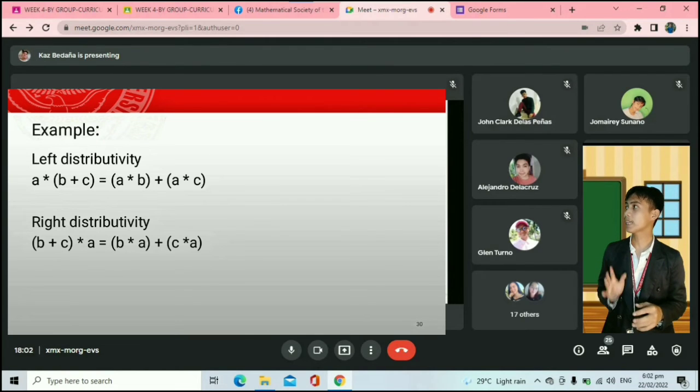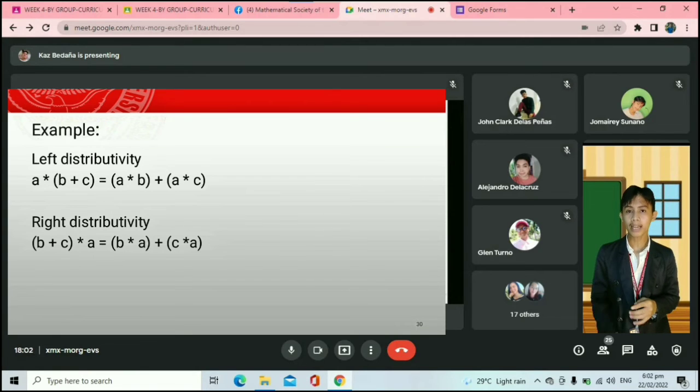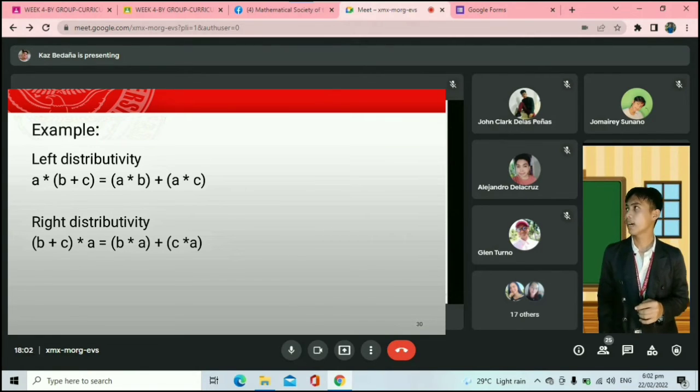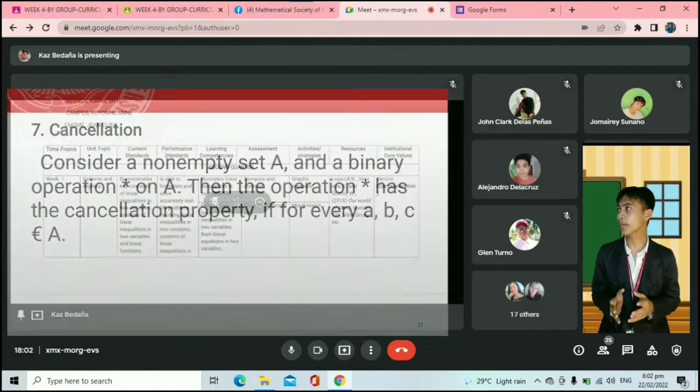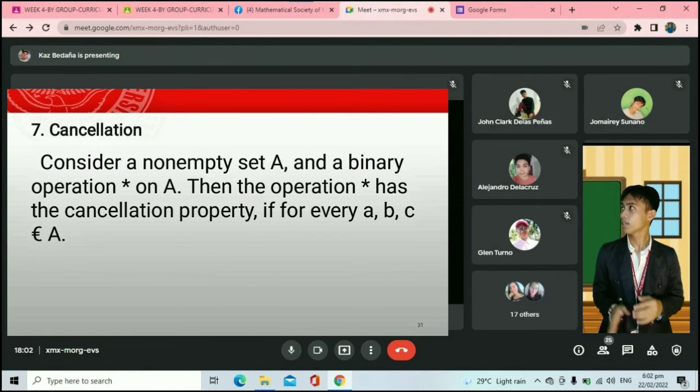Now, the right distributivity, we have (B plus C) asterisk A. So, it is equal to (B asterisk A) plus (C asterisk A). Now, the last one, we have cancellation.